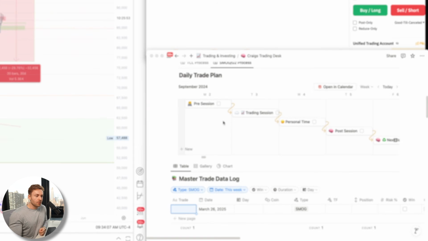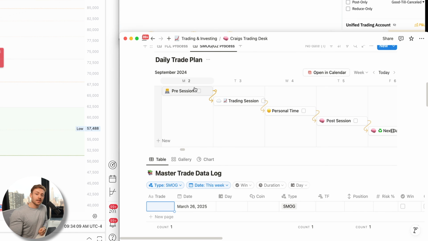Okay, on the left-hand side here, I have a macro view of the market so I can look at what's going on in general and get an idea of the news and also just the bigger picture on the market. And something helpful that I'm always using is this daily trade plan that I built on Notion.